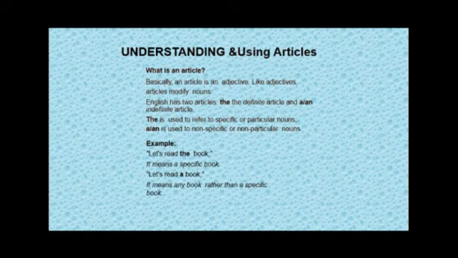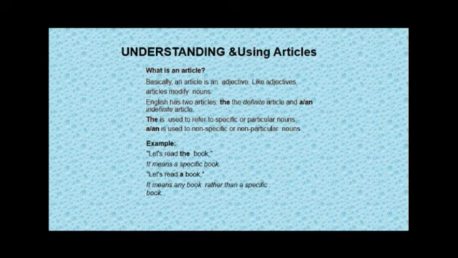But what is the main point to be caught while using the? It is used to refer to specific or particular nouns. And a or an are used for non-specific or non-particular nouns. For example, let's read the book. What did I say? I'm meaning a specific book. That means me and the listener with whom I'm speaking, we both are referring to the same book. That means the book is already in the knowledge of my listener and me.